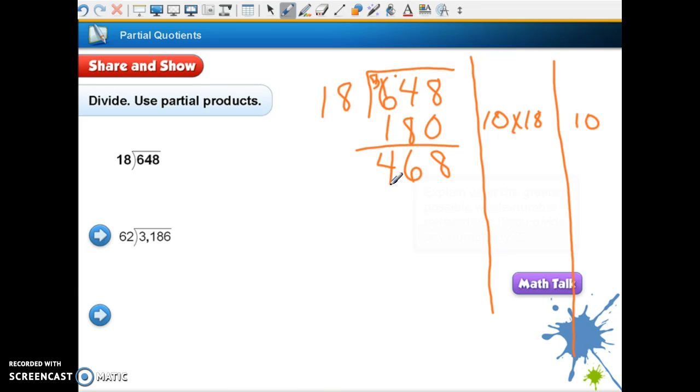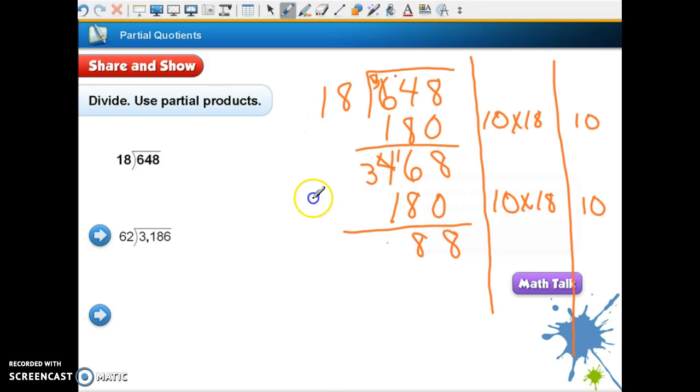Can I do 10 again? Yes. Okay, so over to the side, I'm going to say 10 times 18. I'm going to write 10, and then I'm going to come over here and subtract 180 again. Again, I'm going to have to regroup. 288. You may get something different. Just because I say that's what it is, I sometimes make mistakes.